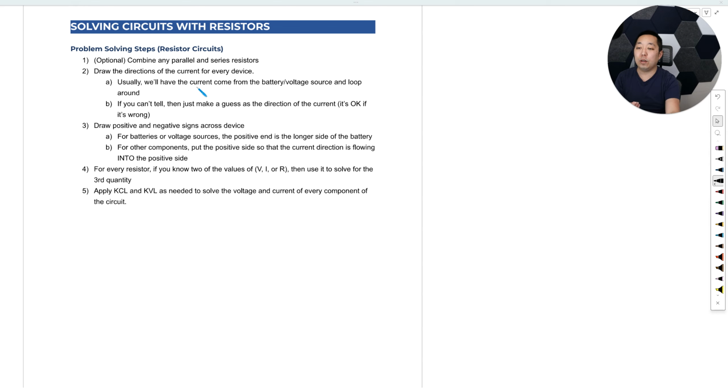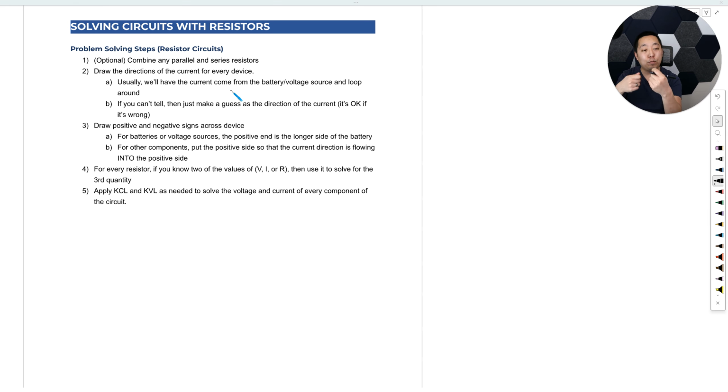Okay, number 2, we're going to draw the direction of the current for every device. So every voltage source, every resistor. Usually we're going to have the current come from the battery voltage source and loop around, okay? That's the general path. Now, if you can't tell for sure, and that's mostly because there may be multiple batteries or things like that, then just make a guess.